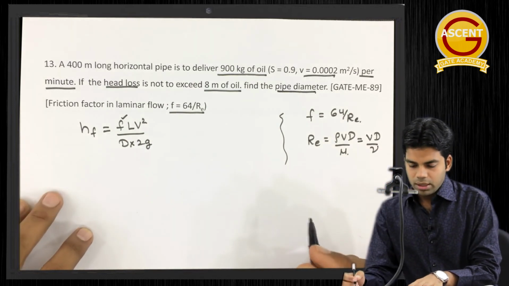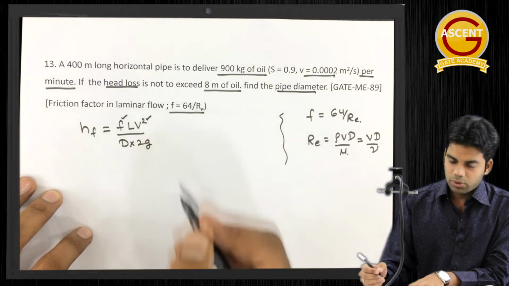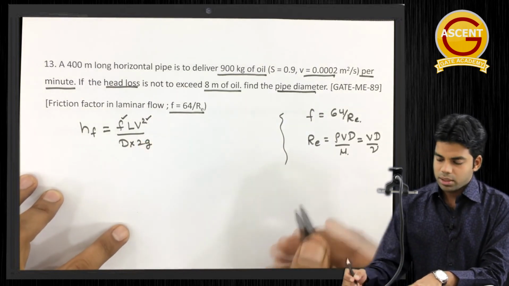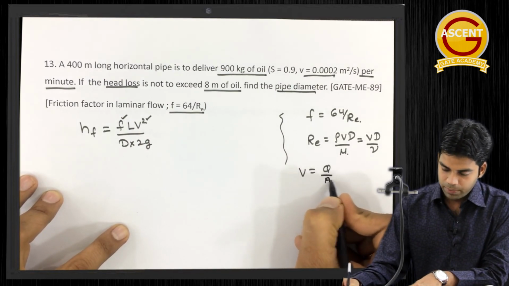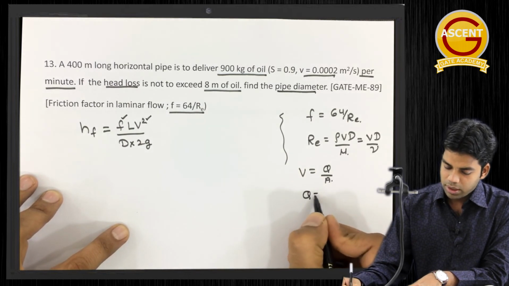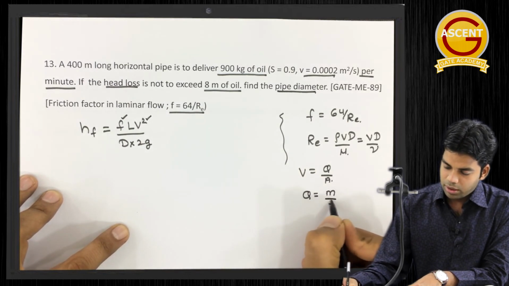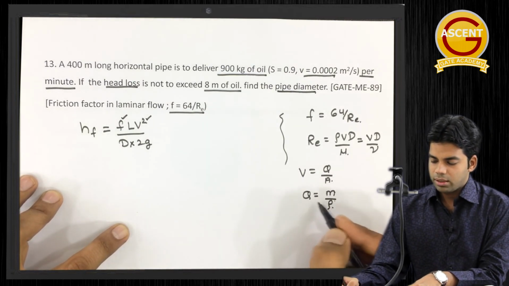Okay, first thing. Second thing, we have to determine this velocity V. So mean velocity. What is this velocity V? This V will be equal to Q divided by A. Now how to determine the value of this Q? So this Q will be equal to m divided by rho, mass flow rate divided by density will be Q.